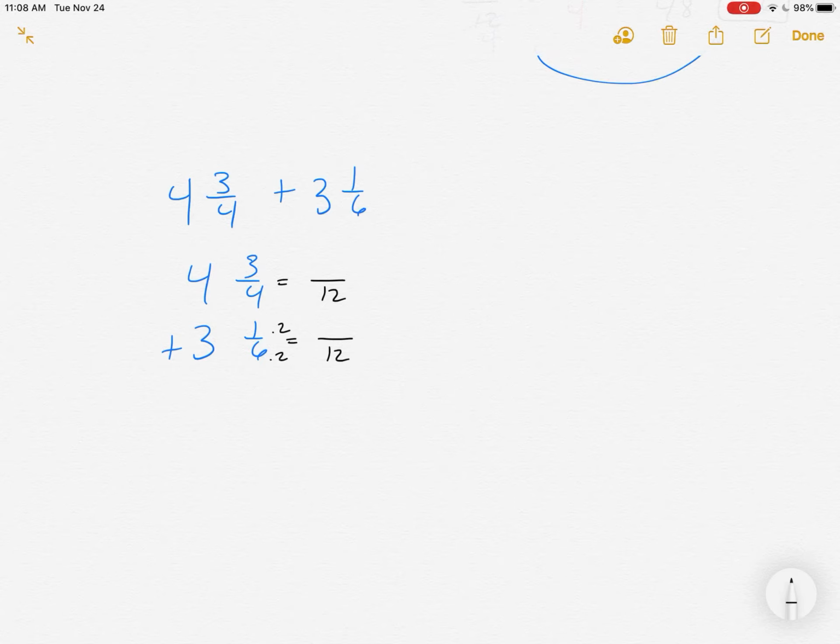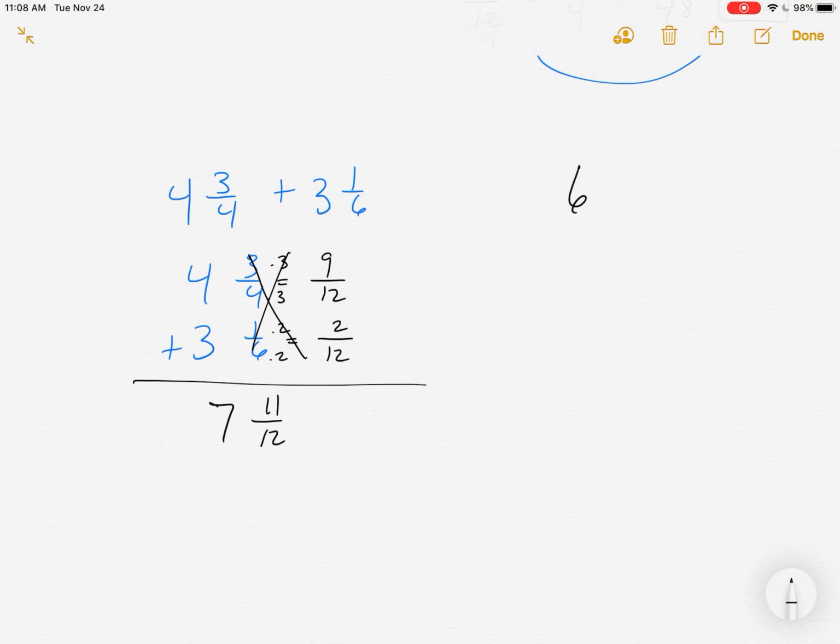6 times 2 is 12, and 2 times 1 is 2. 4 times 3 is 12, and 3 times 3 is 9. And so now we just add, right? We've replaced these fractions. 9/12 and 2/12 is 11/12. 4 plus 3 is the nice number 7. So we get a nice 7 and 11/12 out of that.